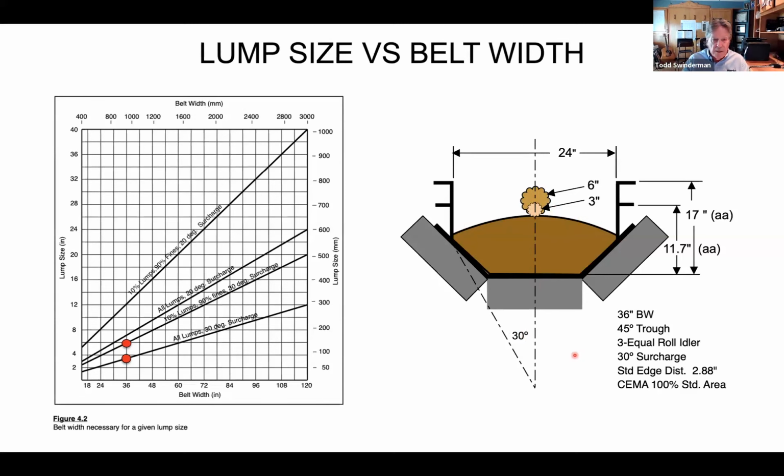This is where your lump size comes in. There's also a CEMA chart that says, all right, what belt width are you looking at? We're looking at 36 inches. And what's the maximum lump size you can convey on that belt? So you could theoretically go up to 12-inch lumps if there are very few lumps in your material and it's almost all fines, and you have a fairly low surcharge angle. In this case, I'm looking at all lumps and a 30-degree surcharge angle, so somewhere around 3.5 inches is the biggest lump that I should be conveying on that belt.